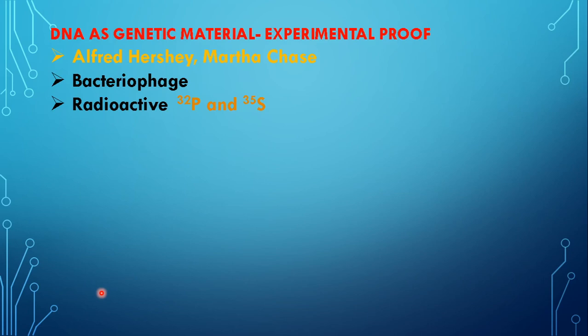The first batch, growing in radio-labeled phosphorus, will have all the DNA component in its body labeled. Whatever number it replicates into, all of them will have radio-labeled phosphorus. In the other one, all the protein will be with radio-labeled sulfur. So this way they got two categories of bacteriophages: DNA with 32P, protein with 35S.